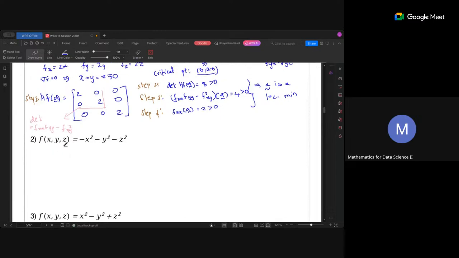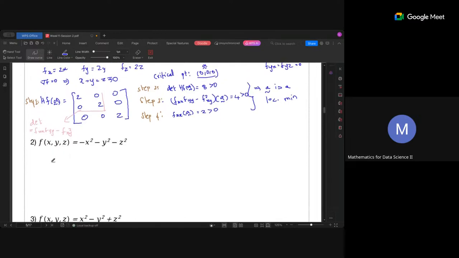So let's do a similar process for this function as well. Now, what is your f? Critical point is 0. Critical point is only 0. So now, del f equal to 0 implies x equal to y equal to z equal to 0. It means the only critical point we are having is (0, 0, 0).